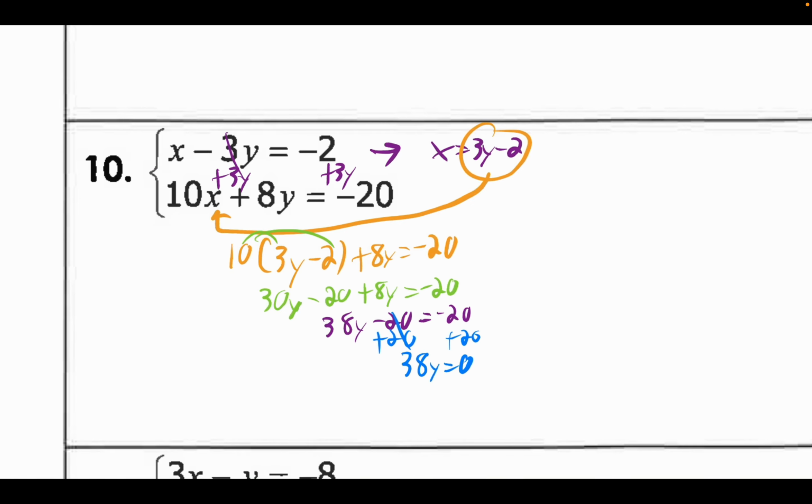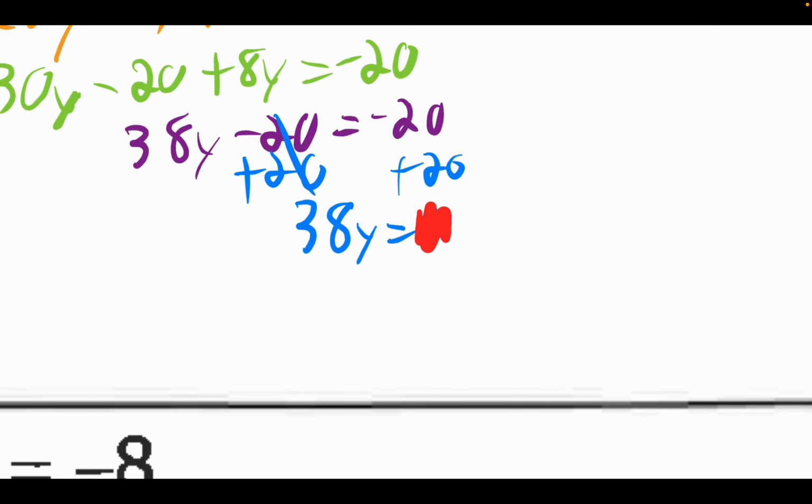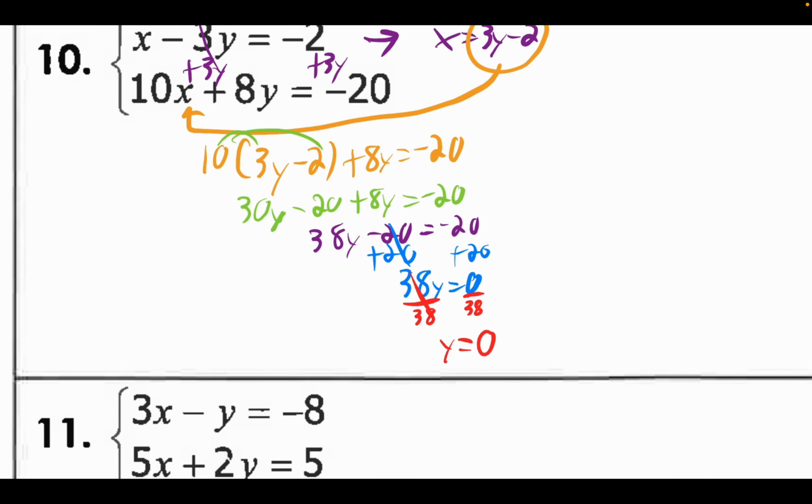A lot of people, when they see the number 0, panic and say, no solution. And that's just not the case here, because we still have a variable. We treat 0 like we do any other number. So just like if we had any other number over here on this side, we divide by 38. And 0 divided by any other number in all of existence is 0. And so y is 0, which is a place on the graph.